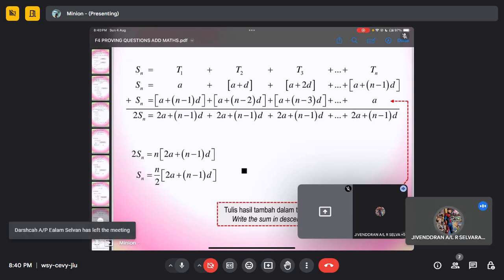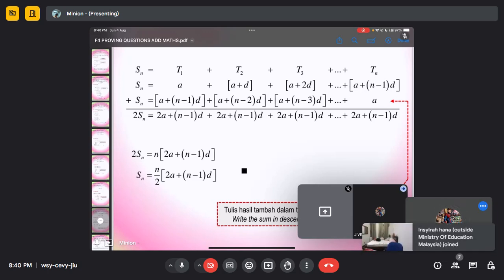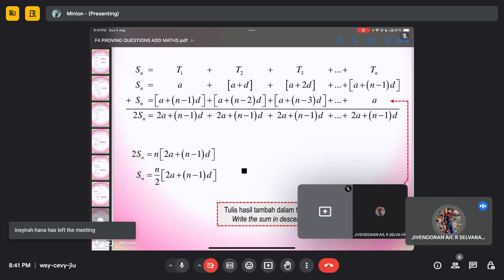The n here represents the number of terms, because 2a plus n minus 1 d is repeating, plus plus plus, so n represents the number of 2a plus n minus 1 d. And then for 2Sn, you move the 2 to the other side, you'll get n over 2 in big brackets, 2a plus n minus 1 d, close bracket. Okay, so that's how you get this formula. It's quite complicated, but if you understand it, then it's easy to prove that formula.